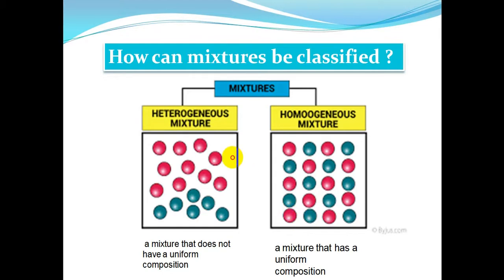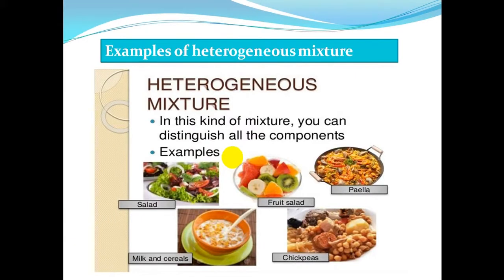Okay, so let's see another examples for heterogeneous mixture. In this kind of mixture, you can distinguish all the components. Example, the salad. In the salad, you can see the tomato, the onion. You can notice the difference between vegetables. Also here in the fruit salad, you can notice the bananas from kiwis, from orange. You can say exactly what is found inside the mixture.